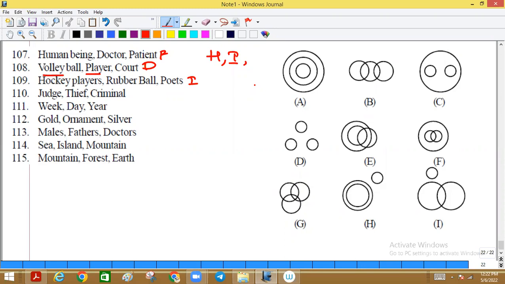Okay. Let's try to understand this. First of all, all are living. So when all are living, there is a chance of applying all and some. First we will try to apply judges and thieves. Can I say that some judges are thieves? Who is a judge? From a common sense point of view, a judge is a person who sits in the court and gives judgment.